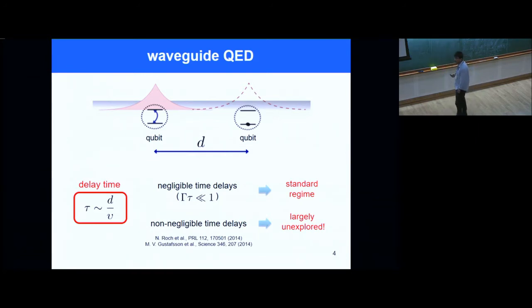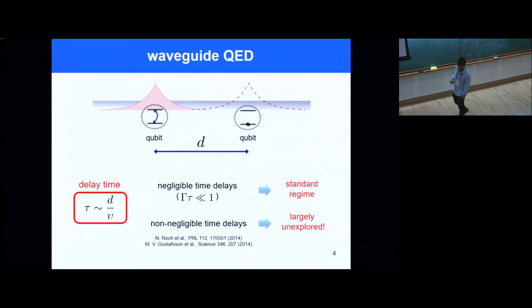It turns out that waveguide QED so far has mostly dealt with the regime of negligible time delays, and so it is actually the standard regime in waveguide QED. One reason is that in most current experimental setups, lengths are sufficiently short and or group velocity is sufficiently large that this delay time is not so important. However, latest experiments seem to be entering the regime of non-negligible time delays. And there are solid reasons to expect that this trend will continue in the near future.